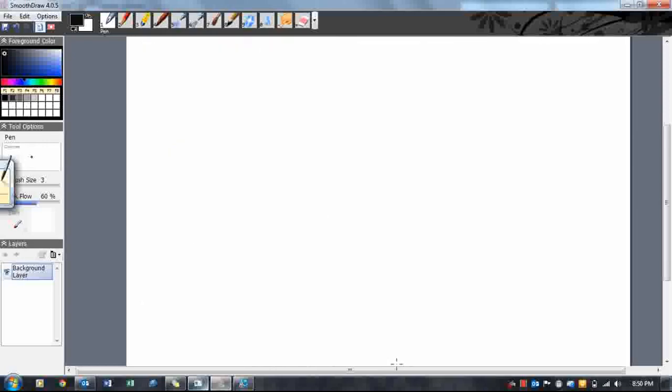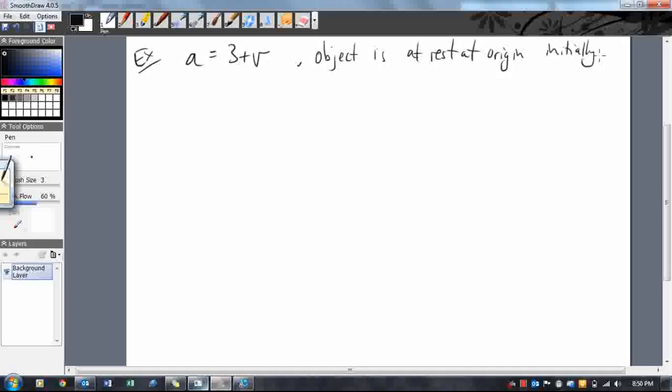Okay, so let's look at another example. Hopefully it's a bit quicker, this one, because that one took a bit of time. So let's have a look at it. Let's say, I'm just going to go quick to the example. We've got acceleration equal to 3 plus v. Okay, something like that. And if the object is at rest at the origin initially, so that just gives us a bunch of different stuff. In other words, its velocity is equal to 0, its position is equal to 0, at time equal to 0, so that's really nice.